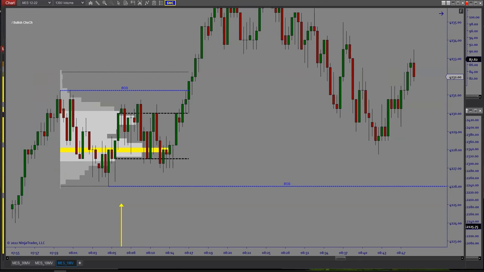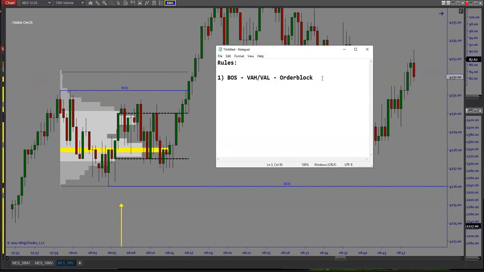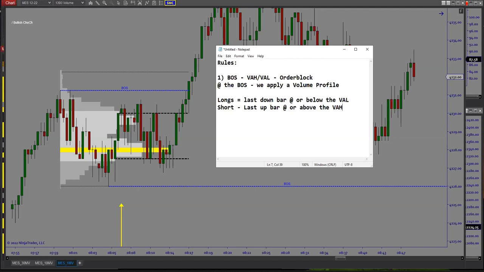Okay. So for longs on the break of boss, so at the break of structure, we apply a volume profile. And for longs, I look for the last down bar at or below the value area low. And for shorts, I look for the last up bar at or above the value area high. This is considered a hidden order block.